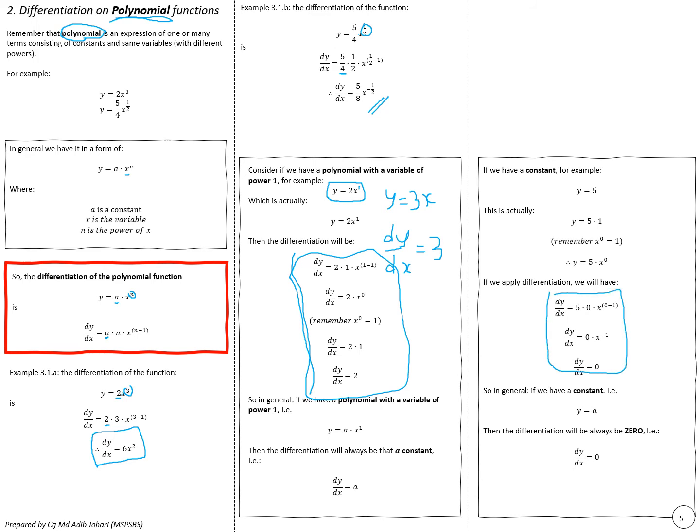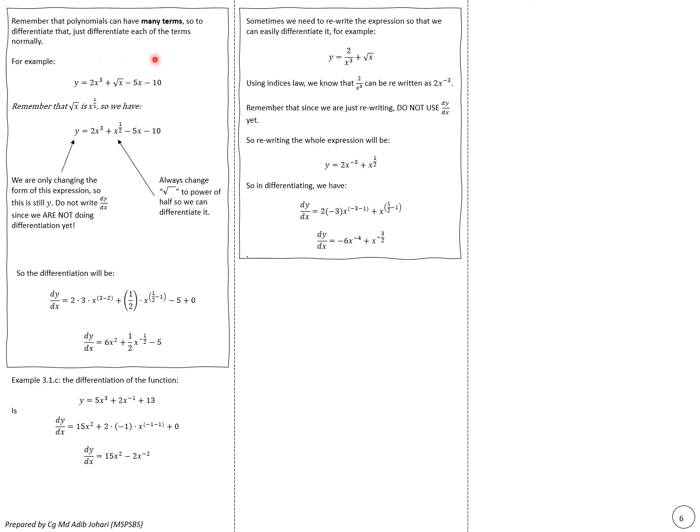As I said before, polynomials can have more than one term. You can have 2, 3 terms and so on. For example, I have this: y equals 2x cubed plus x to the power of square root of x minus 5x minus 10. This polynomial has 1, 2, 3, 4 terms. How am I going to differentiate this? Easy. You just differentiate it term by term.